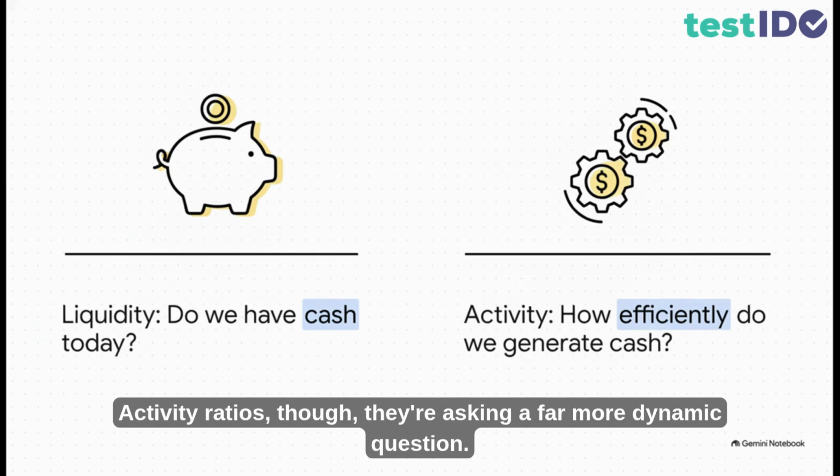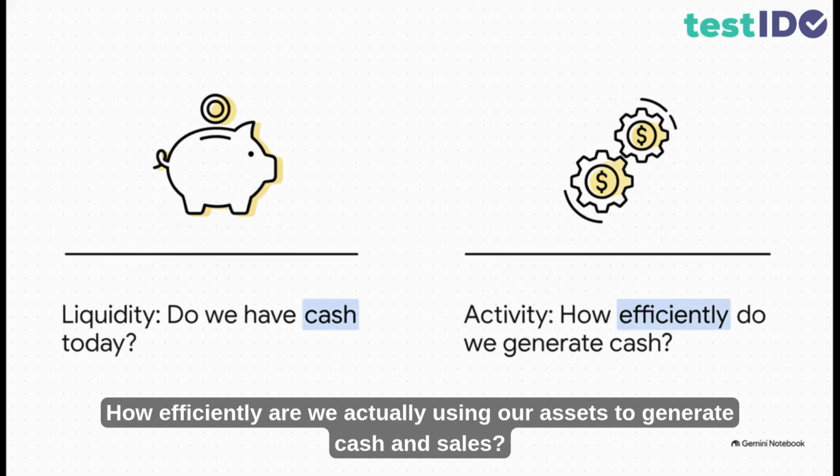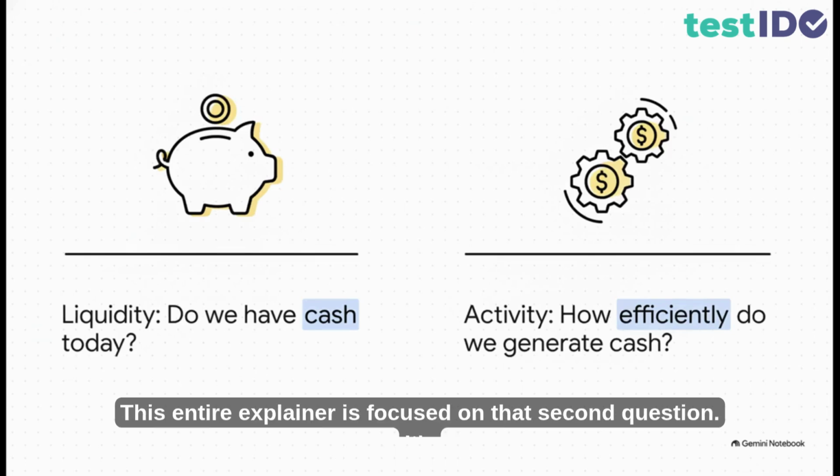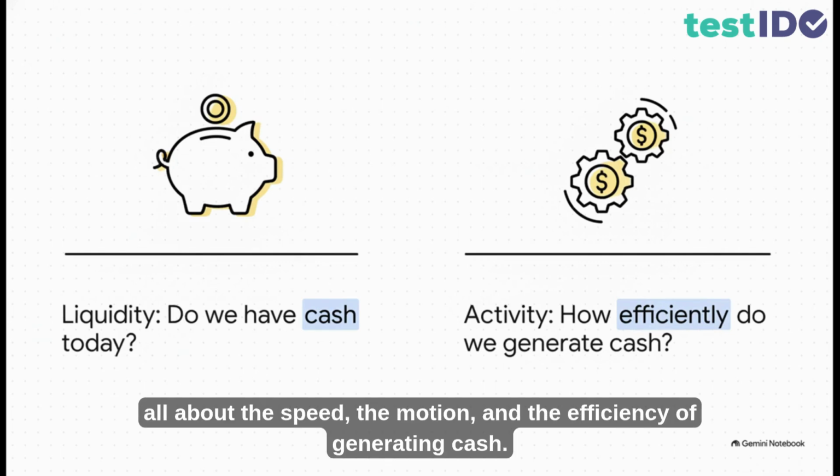Activity ratios, though, they're asking a far more dynamic question. How efficiently are we actually using our assets to generate cash and sales? This entire explainer is focused on that second question. It's all about the speed, the motion, and the efficiency of generating cash.